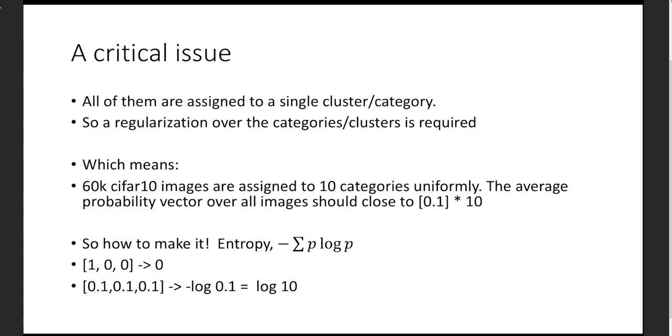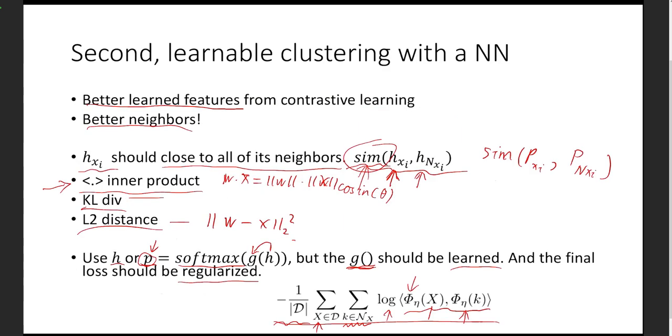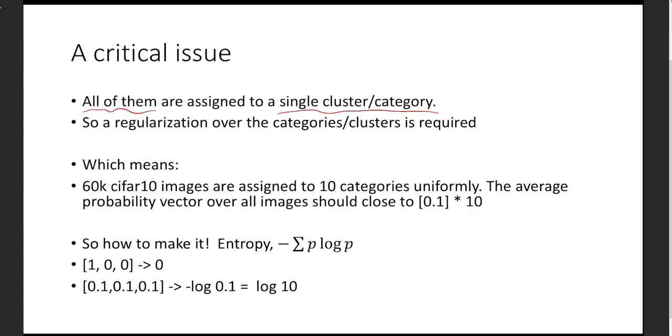But if we only consider this term, it will have a critical issue. That is, if we assign all of the images to a single cluster, to a single category, the score's value can also be very good. So we need a regularization over the categories. We need to assign, for example, 60,000 images to 10 categories.